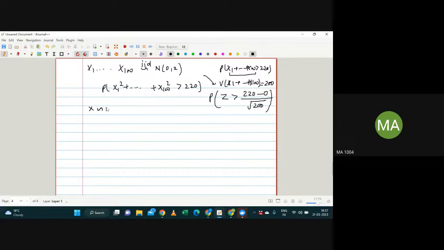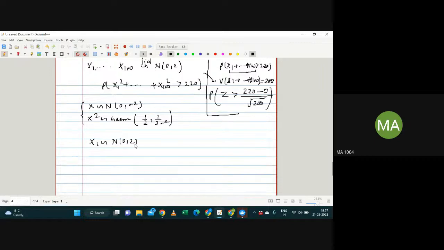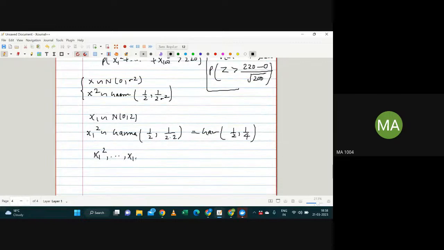As we know, if x follows normal 0 comma sigma square, then x square will follow gamma distribution half comma 1 by 2 sigma square. So if x1 is normal 0 comma 2, what will x1 square be? Gamma half comma 1 by 2 sigma square, that is 1 by 4, since sigma square is already 2. So it is gamma half comma 1 by 4, right? Since all variables are IID, x1 square up to x100 square will follow gamma half comma 1 by 4. So far so good.